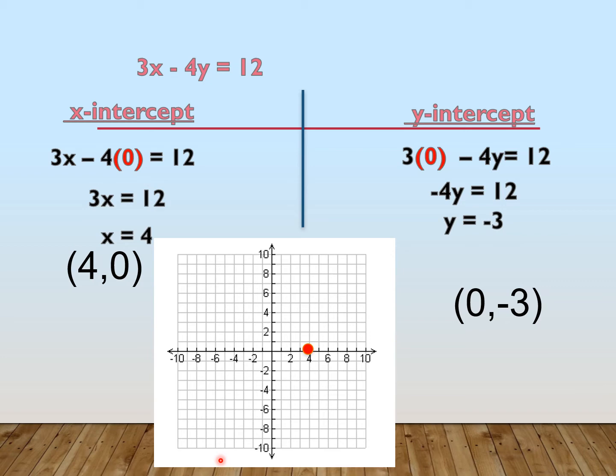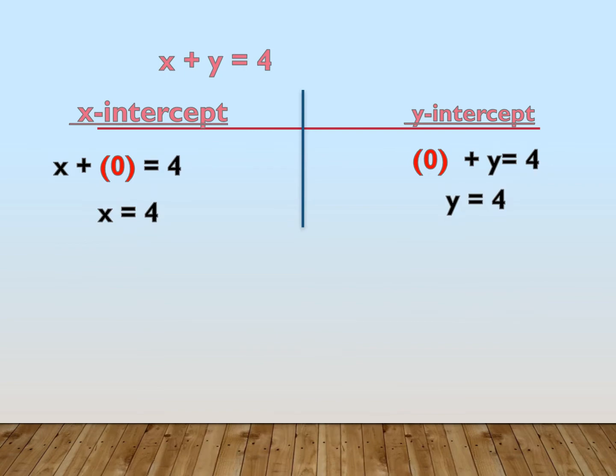Then our y-intercept, ito na po, (0, negative 3). So let's plot (0, negative 3). So negative 3 is the y-coordinate. So saan siya makikita? Very good. Sa y-axis, ito pong vertical line. So nasan po ang negative 3 dyan? Yun po yun. Then we connect the points. Yan na po yung graph of 3x minus 4y is equal to 12. Yun pong pangalawang equation natin.